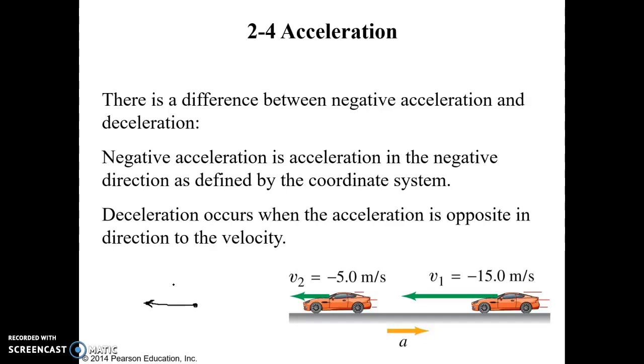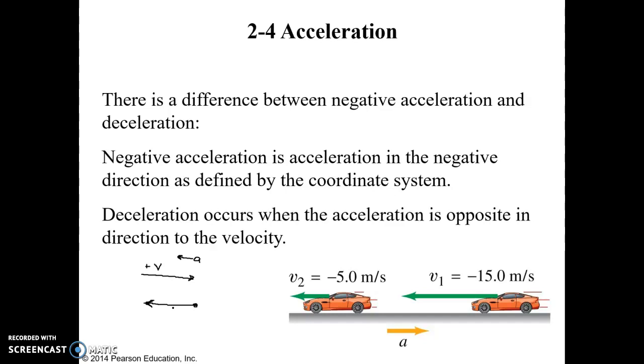So if we're traveling to the right, we have a positive velocity in that direction, and we accelerate to the left, we are going to be decelerating. The two vectors have an opposite direction. Eventually, it will decelerate to 0, and then unless that acceleration is changed, it will start to accelerate in the negative direction.